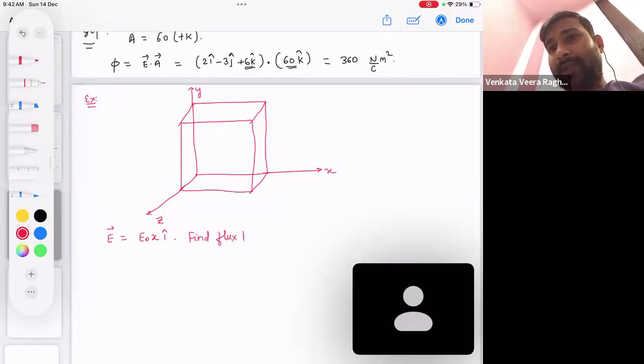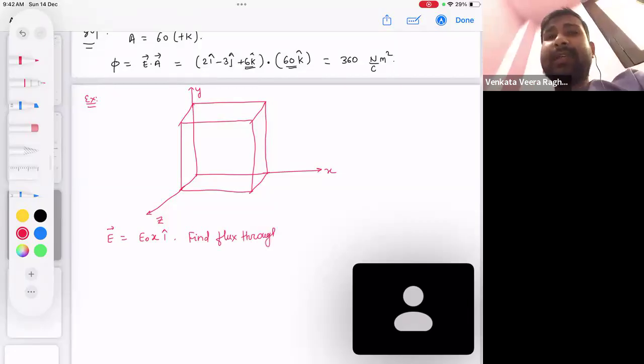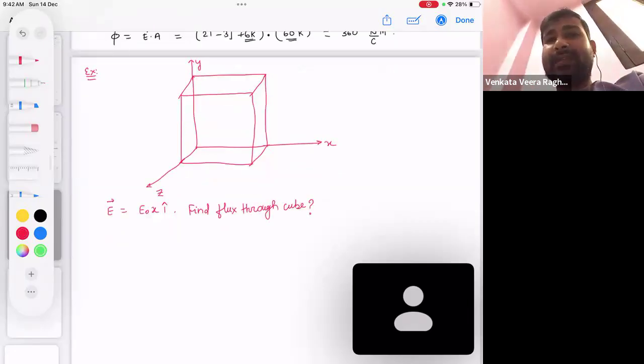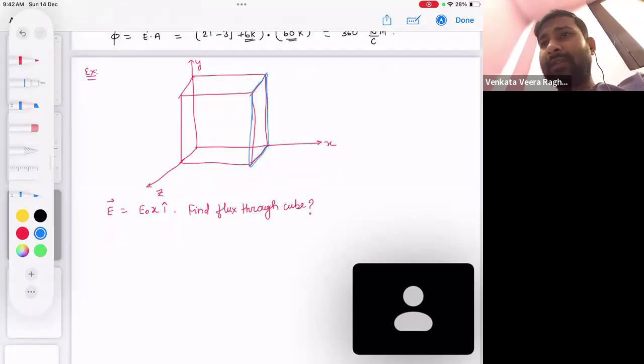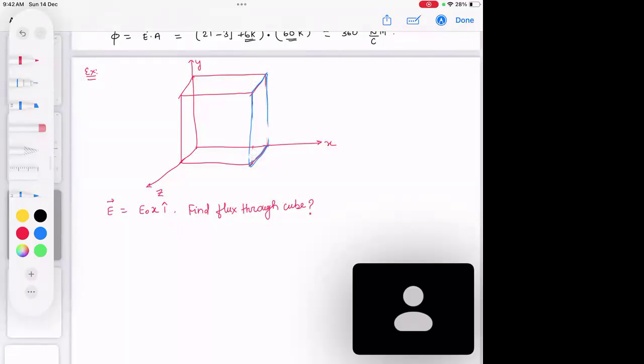Find flux through the tube. Understood? So please tell me, the electric field is only in the i cap. Can I be sure that only the area vector which is in the i cap is going to give me the flux? Are you clear? So we don't need to calculate flux through all the faces unnecessarily.